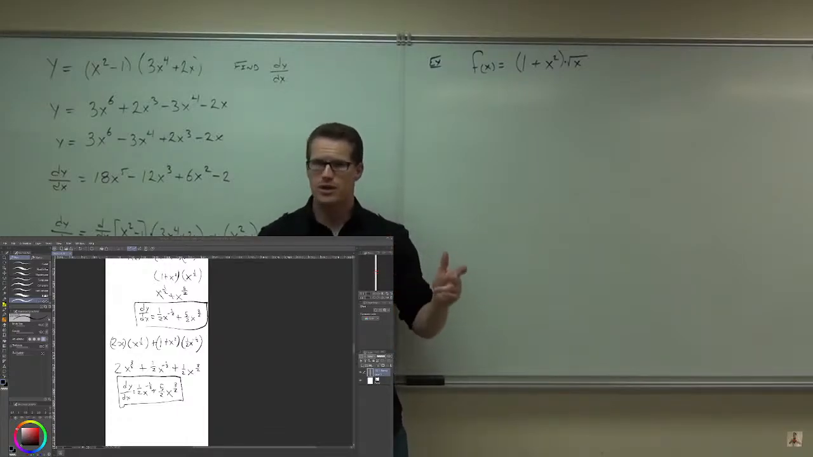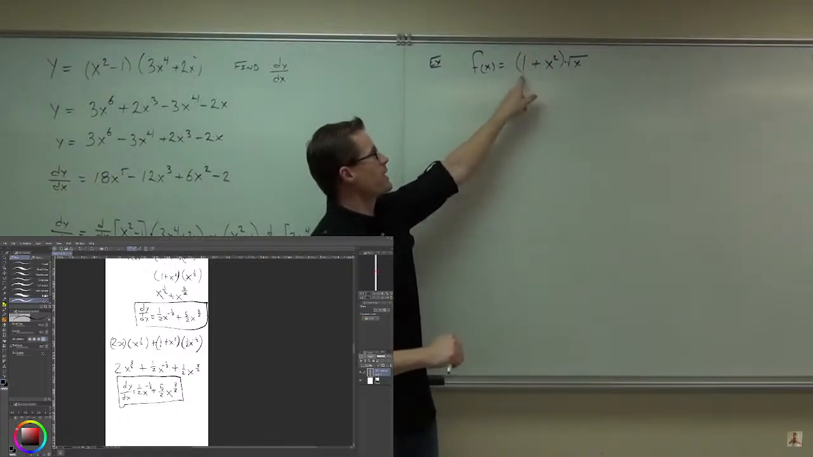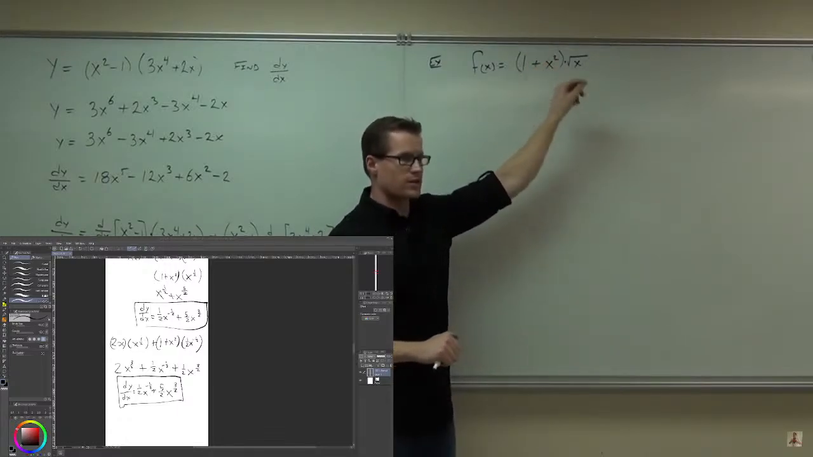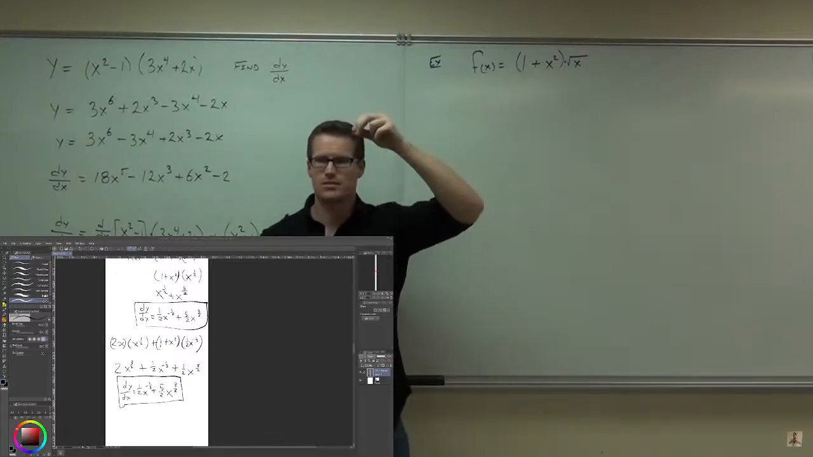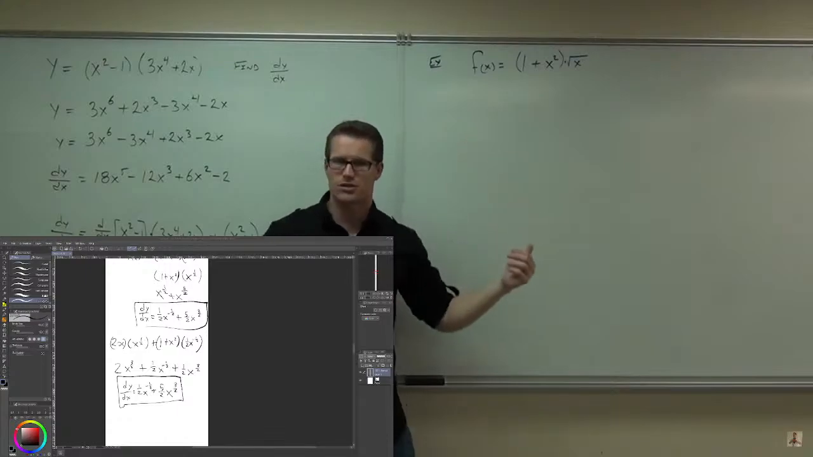Now, could you distribute it and do the work that way? Of course you could. You could distribute this, it would be square root of x plus x squared square root of x. You would have to combine some exponents there, but then you could take a derivative. Not too bad. Maybe I'll show you that in just a minute.